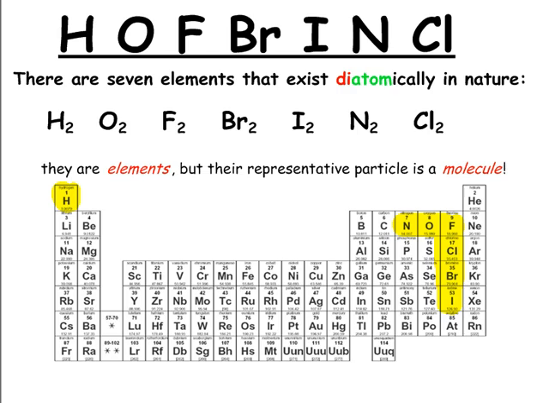This is a review from the last unit. There are 7 elements that exist diatomically in nature. You can remember it by HOFBrINCl: hydrogen, oxygen, fluorine, bromine, iodine, nitrogen, and chlorine. These are the 7 elements. Here they're highlighted as a 7, and you also can't forget about hydrogen over here. They are elements, but their representative particle is a molecule because they are diatomic.